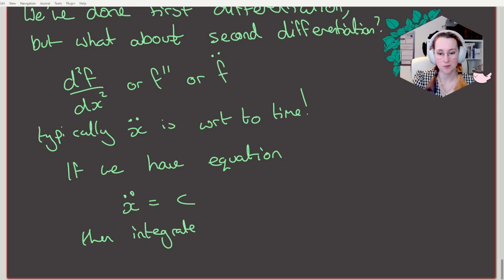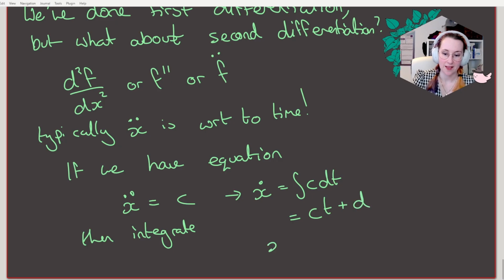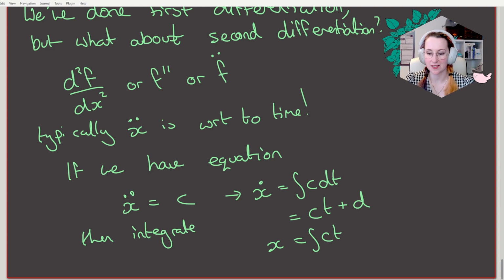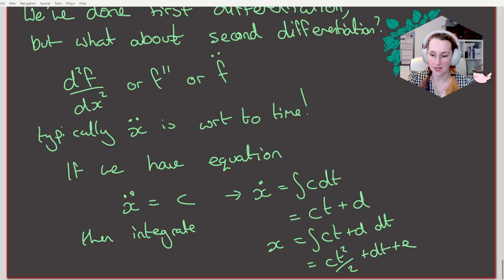So if x double dot is equal to a constant, then x dot is equal to, so integrate both sides, the integral of that constant with respect to t, which is ct plus d, and then x is equal to the integral of that again, so we just keep integrating both sides. So it's ct squared over 2 plus dt plus e, and we just keep adding constants in. That's all nice and easy.